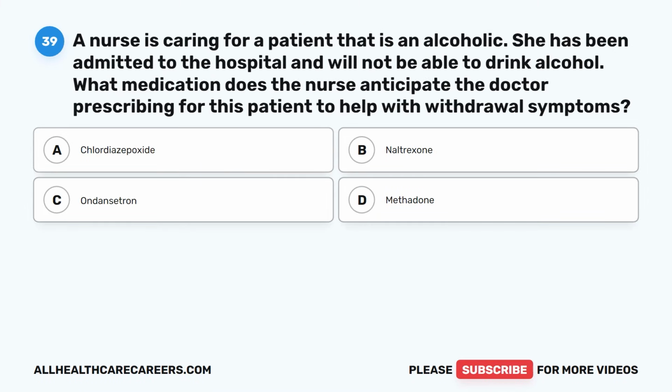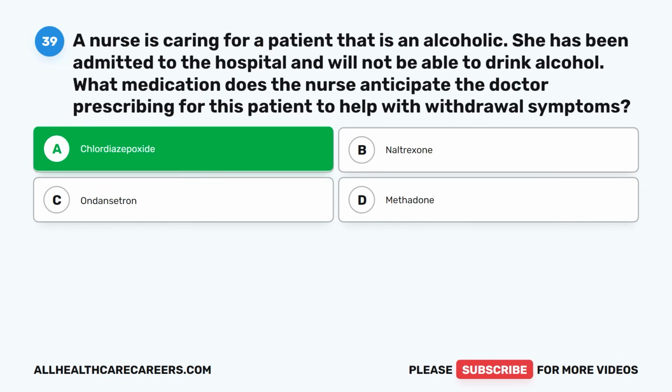Question 39. A nurse is caring for a patient that is an alcoholic. She has been admitted to the hospital and will not be able to drink alcohol. What medication does the nurse anticipate the doctor prescribing for this patient to help with withdrawal symptoms? A. Chlordiazepoxide, B. Naltrexone, C. Ondansetron, D. Methadone. The correct answer is A.